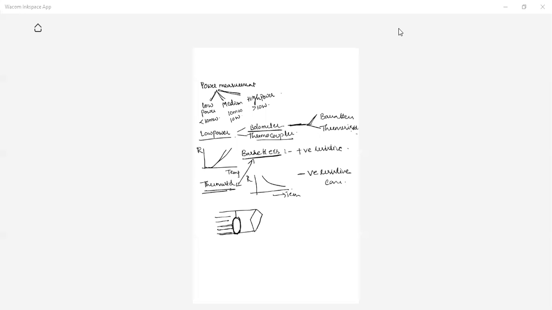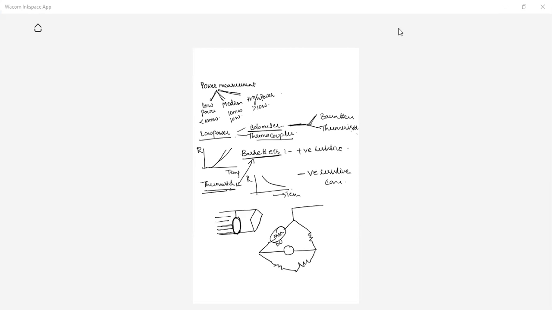Generally, this bolometer is never used independently. It is used in a bridge. That's why a balanced bridge bolometer is generally used. What is the circuit we are going to use? This type of circuit we are going to use. This is the bolometer. I think in your EMI course, you have studied this balanced bridge and all these things.